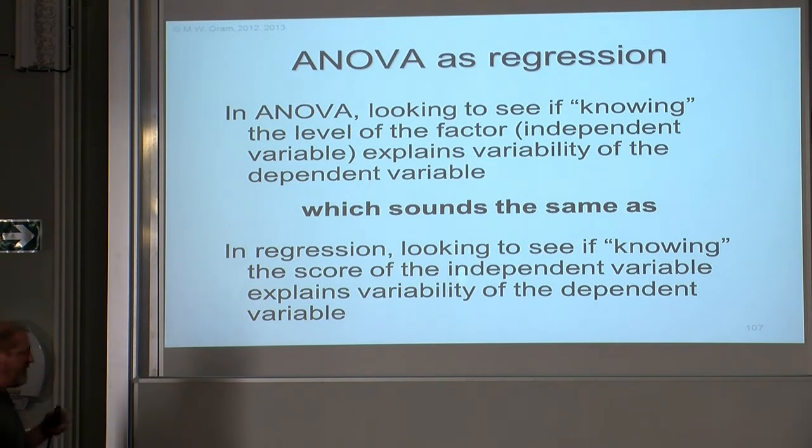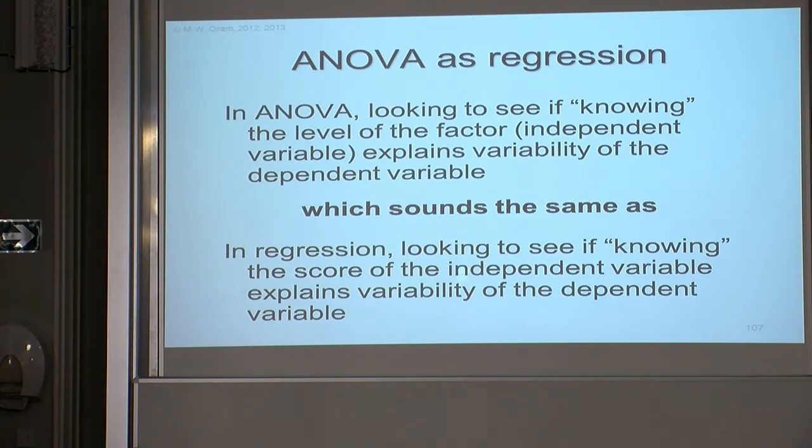Okay, I just want to quickly go through ANOVA as a regression. Because if you think of what I've been saying, we're looking in ANOVA to see if knowing the level of the factor, the independent variable, explains variability of the dependent variable. And that really sounds the same as looking to see if knowing the score of an independent variable explains variability of the dependent variable. The only difference being it's a level of a factor or a score of an independent variable.